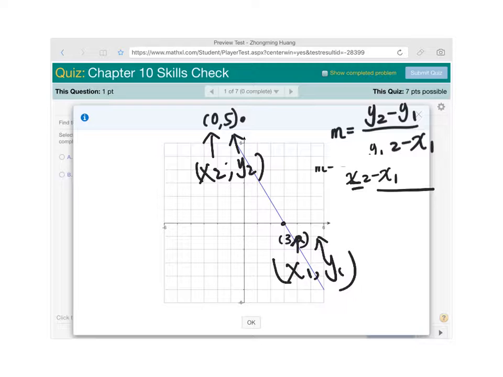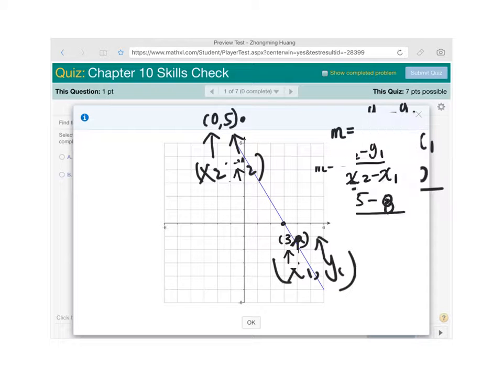So using this formula, I'm going to use y2 minus y1, which is 5 minus 0. So I use this 5 minus this 0, divided by 0 minus 3. You have to come in the same order. So 0 minus 3, which is negative 5/3. So that's how I would solve this problem.